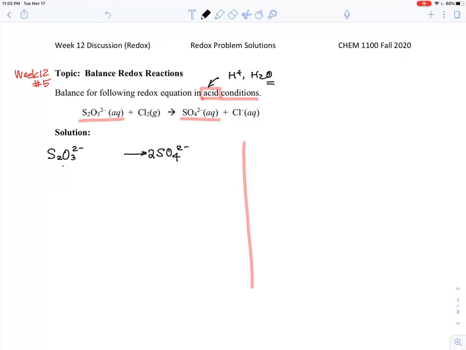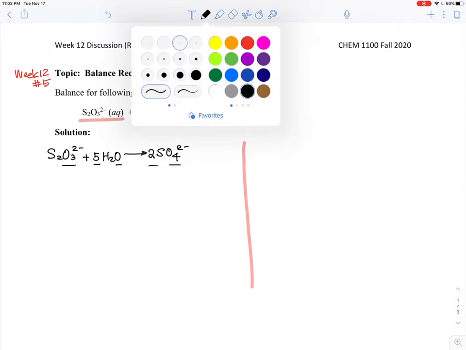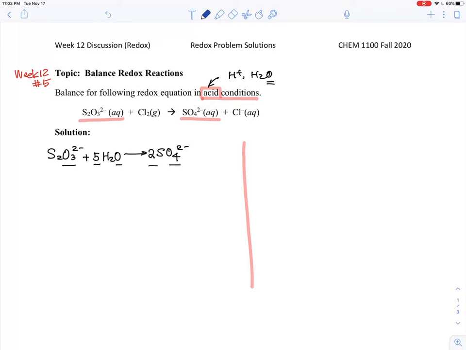Okay, so there are 3 oxygens here and 8 oxygens on the other side. Therefore you need 5 H2O. That will balance out the oxygen numbers, right? So this will give you 8 oxygen on the left and 8 oxygen on the right. Okay, so I'm done with that. Let's continue and look at the number of hydrogen. That's 10 on the left and none on the right. Because of that, I need 10 H plus.